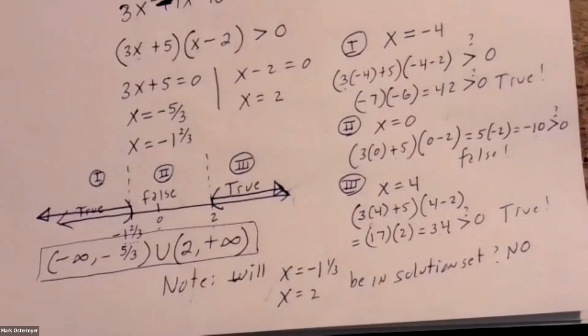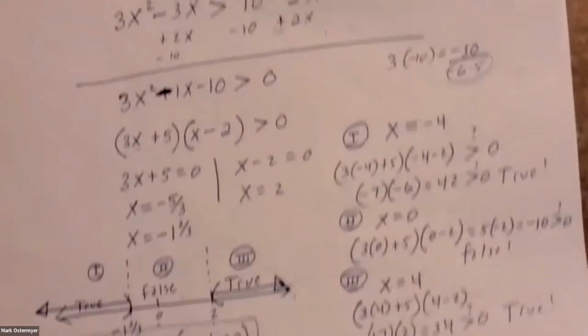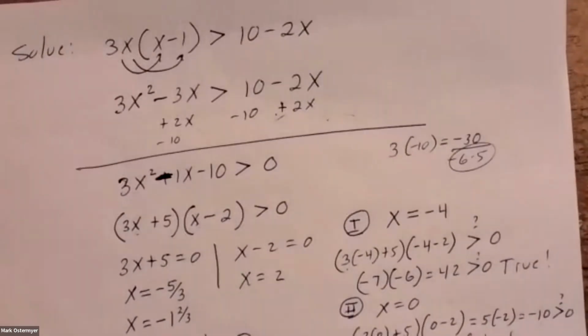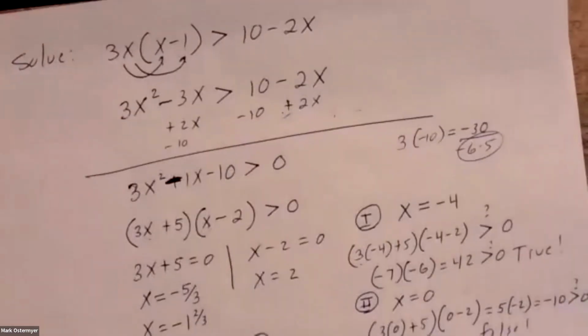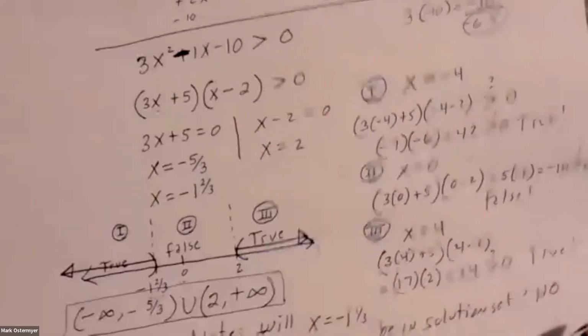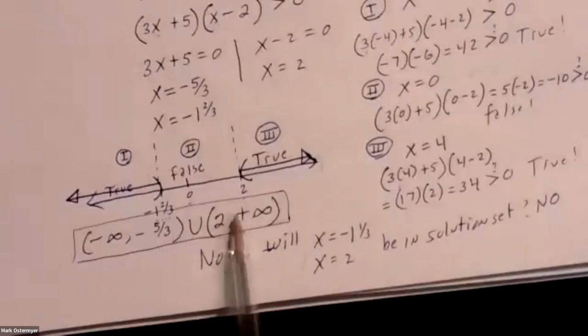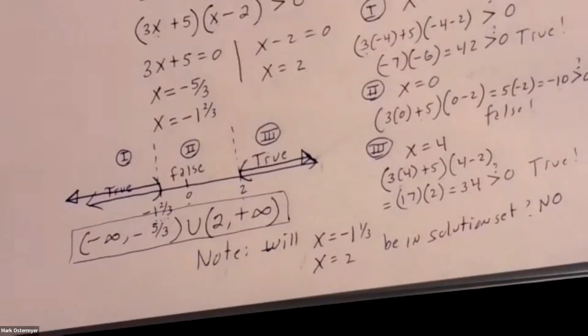Everybody understand how I just solved that polynomial inequality? Everybody understand how we solved that there? Okay. See that there? All right. Can you show the solution set, please? Yeah, solution set's right here. Thank you. There's the graph and there's interval notation there.